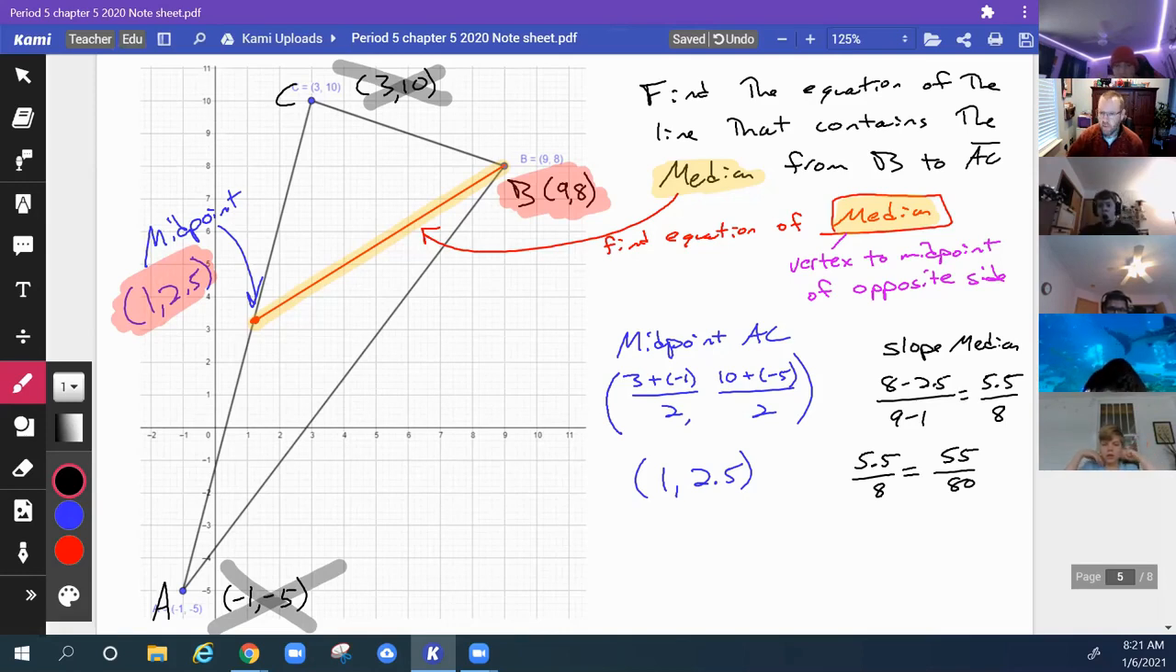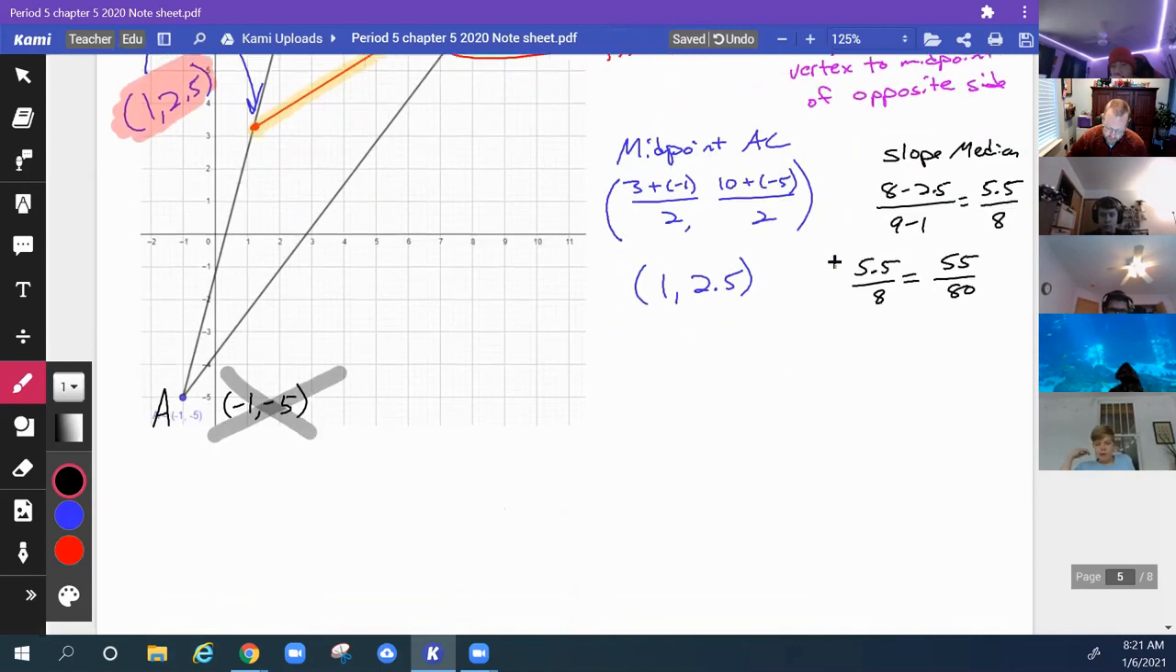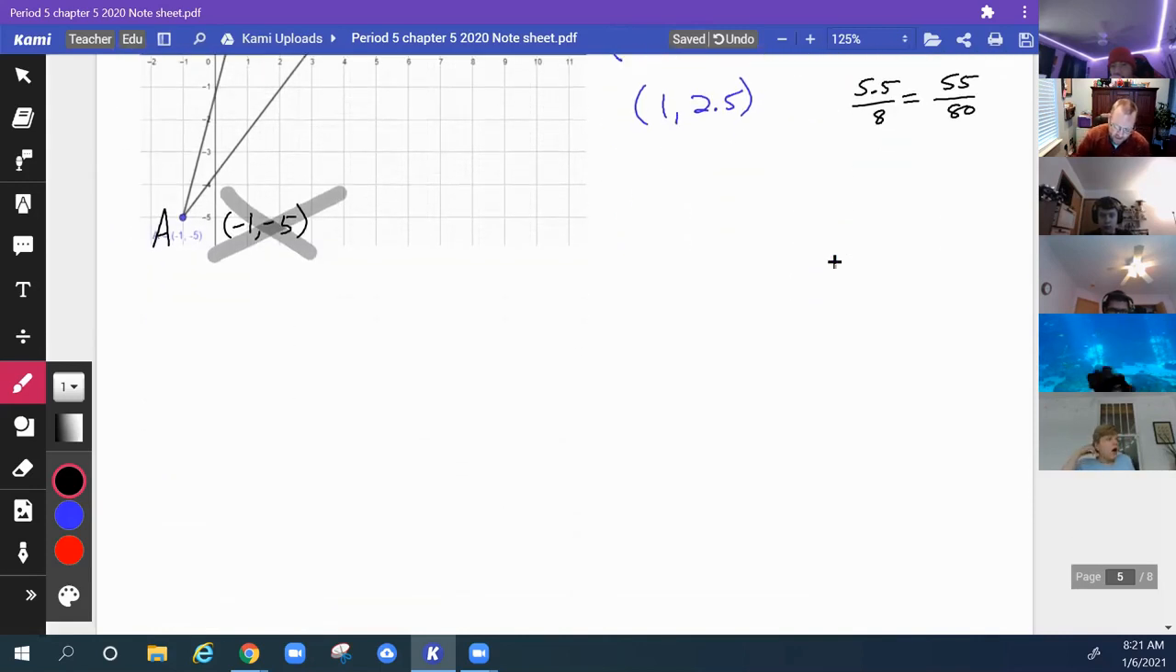I have a point, I have a slope, and now I just go ahead and write the equation of the line. So I am going to go down here because I have a little room. Now the equation of the median.